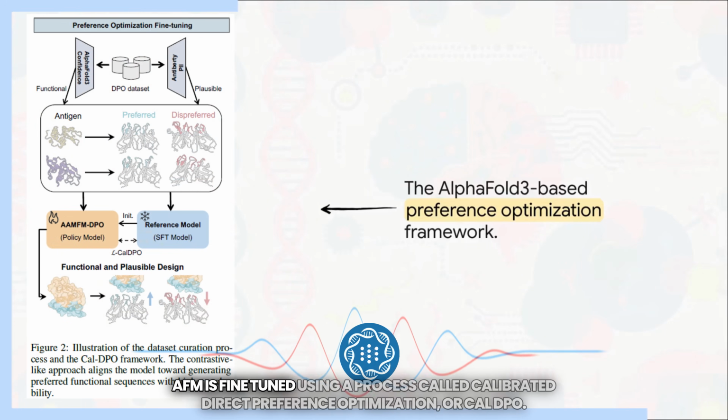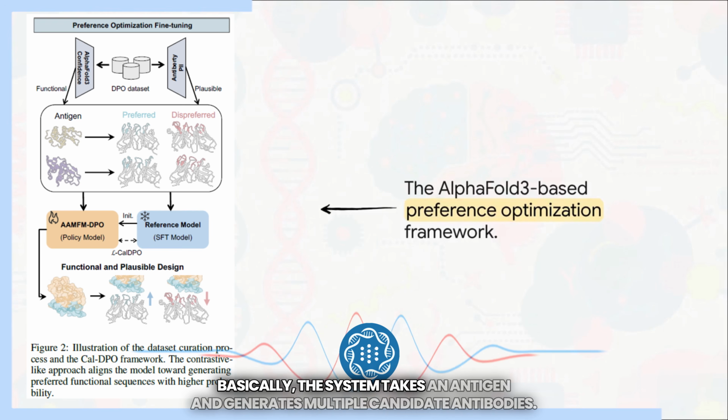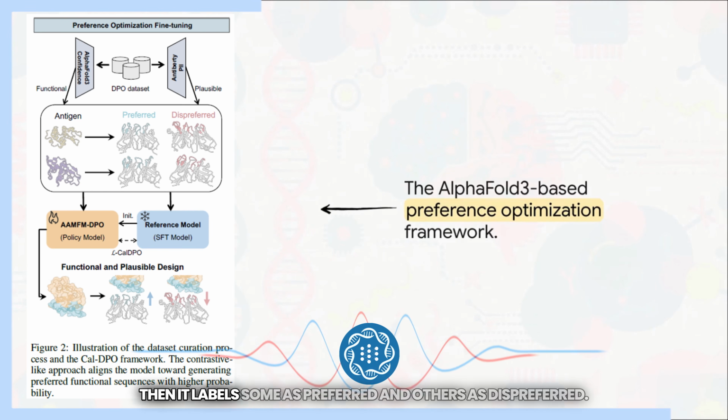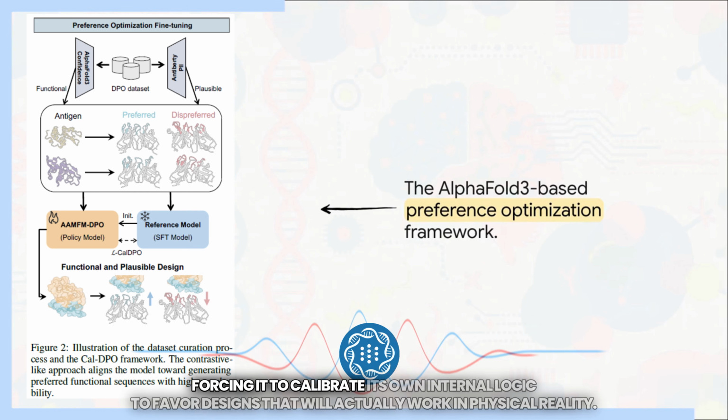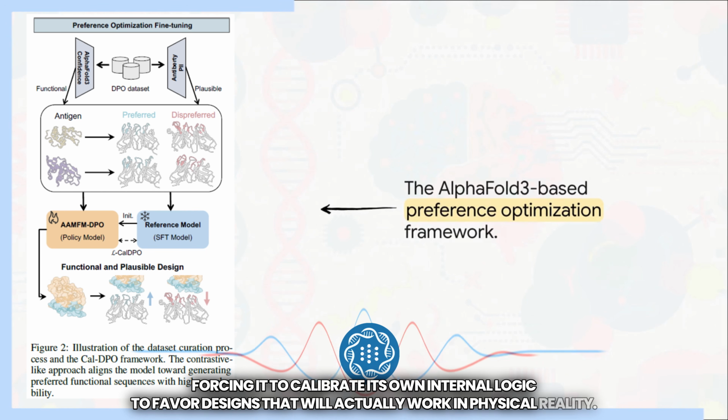AFM is fine-tuned using a process called Calibrated Direct Preference Optimization, or Cal-DPO. Basically, the system takes an antigen and generates multiple candidate antibodies. Then it labels some as preferred and others as dispreferred. We are effectively training the AI by constantly showing it the difference between a successful key and a totally failed one, forcing it to calibrate its own internal logic to favor designs that will actually work in physical reality.